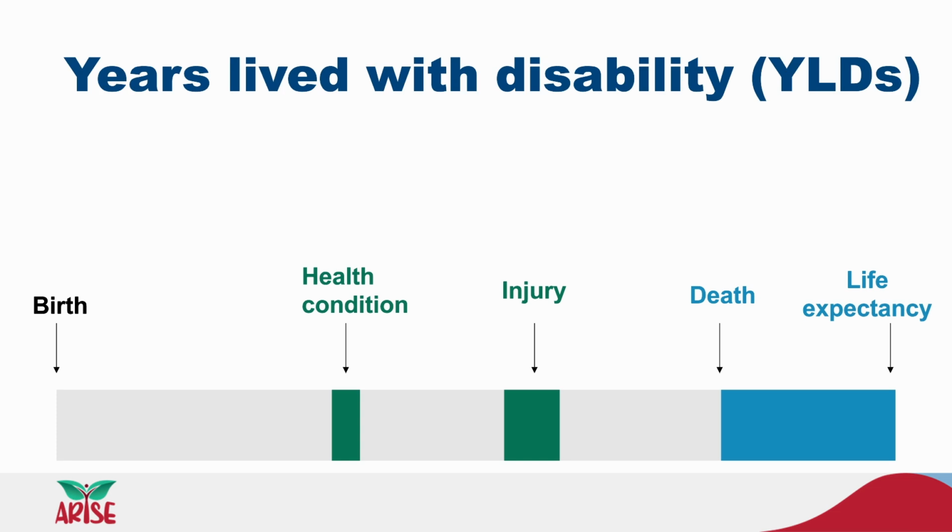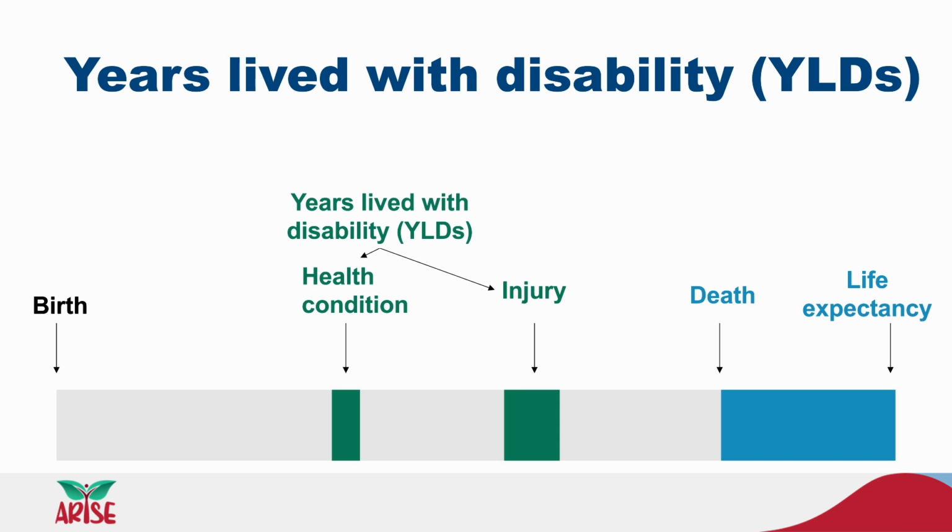The green periods in the timeline, or times when the person experienced a health condition and an injury, are times when the person was living at less than optimal health. They were living with some sort of lower functioning in these periods, even though, as we mentioned, this could be quite mild, such as having a cold, or far more serious and long-lasting.